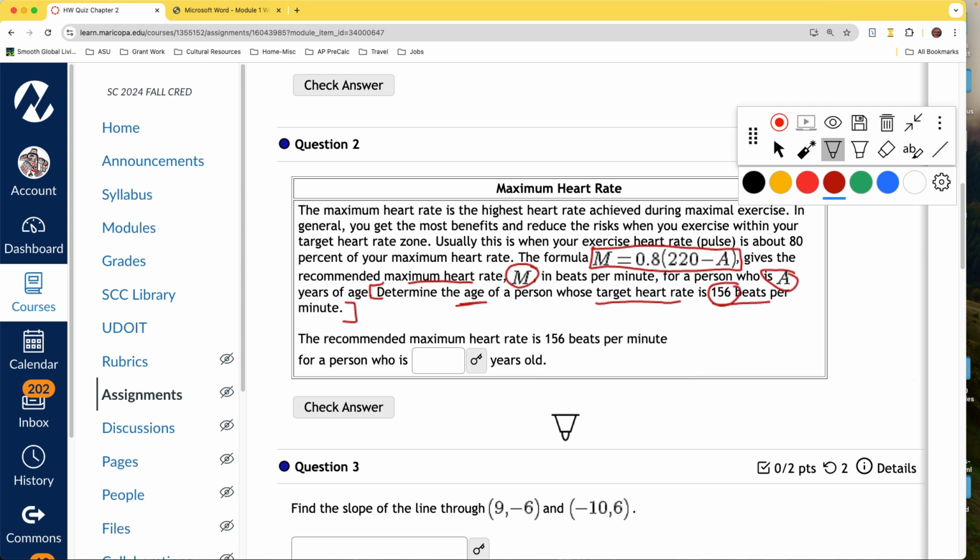You could if you want, but I now know I've got this equation, and I'll do it up here. M equals 0.8 times (220 minus A). I know I'm solving for A because I need the age. And they give me that this is beats per minute, 156. So I know that M is a number, 156. Now I just need to solve for A. That's all I got to do. Didn't have to read the whole thing.